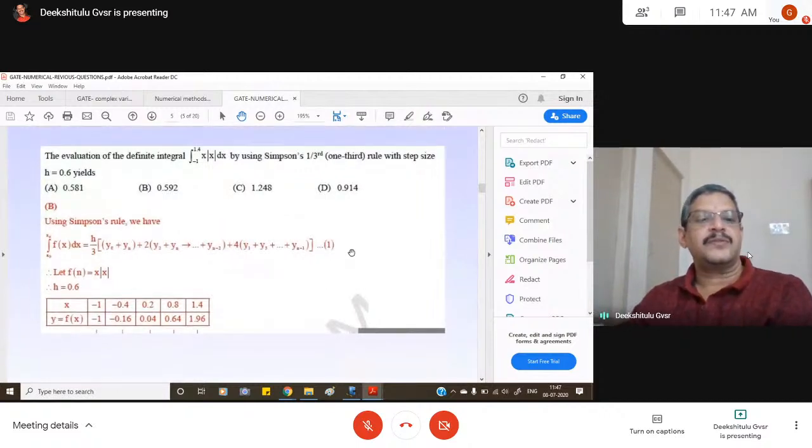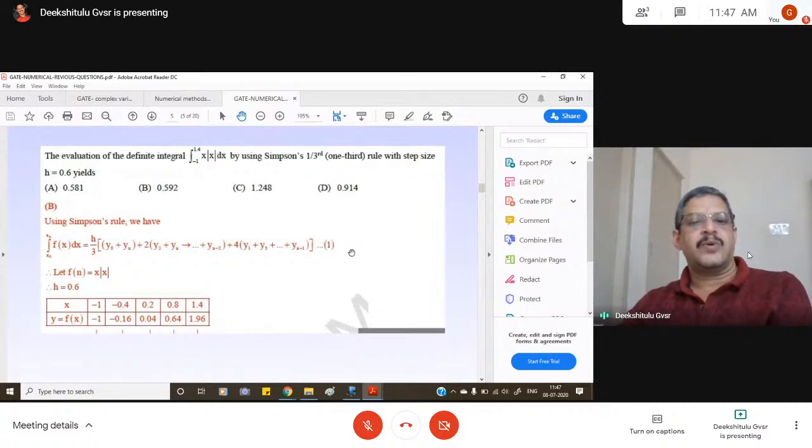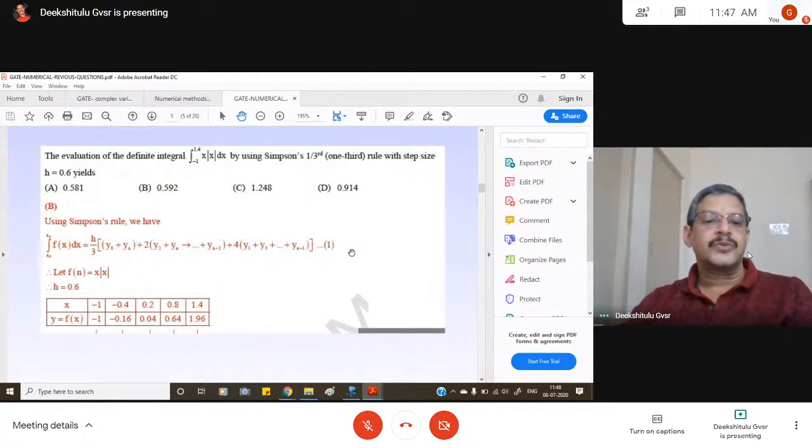The evaluation of the definite integral from minus 1 to 1.4 of x mod x by using Simpson's 1/3 rule with step size h equal to 0.6. See, this is a tough problem. So Simpson's 1/3 rule is h by 3 into y0 plus yn plus twice y2 plus so on and so forth up to n minus 2, plus 4 into y1 plus y3.